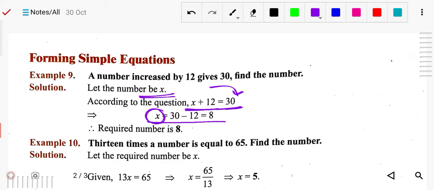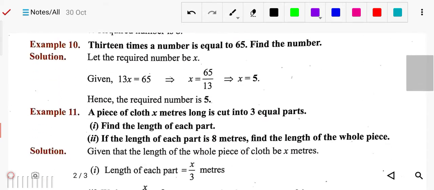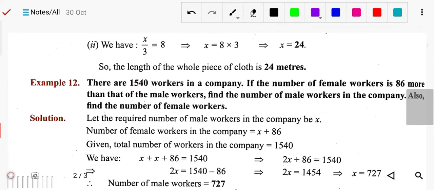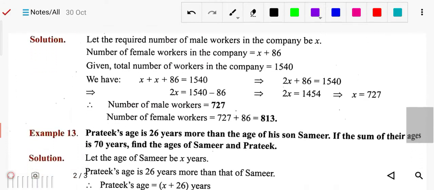And here what is x? x is nothing but a variable. Variable means its value varies, its value is not fixed, its value always changes, so that is a variable. Likewise, you can see some examples here, page number 224. Some solved examples are there, you can see.